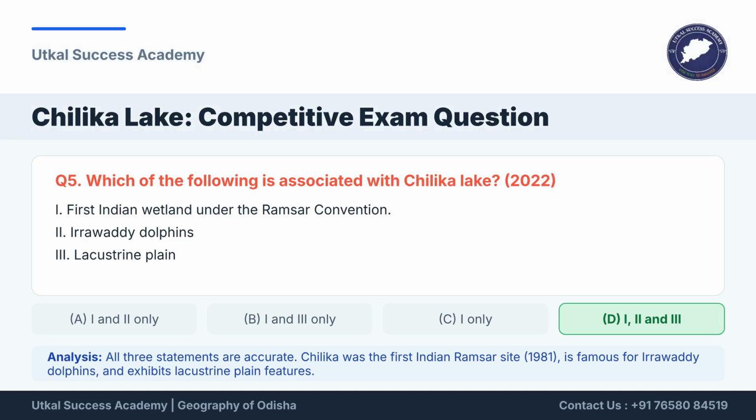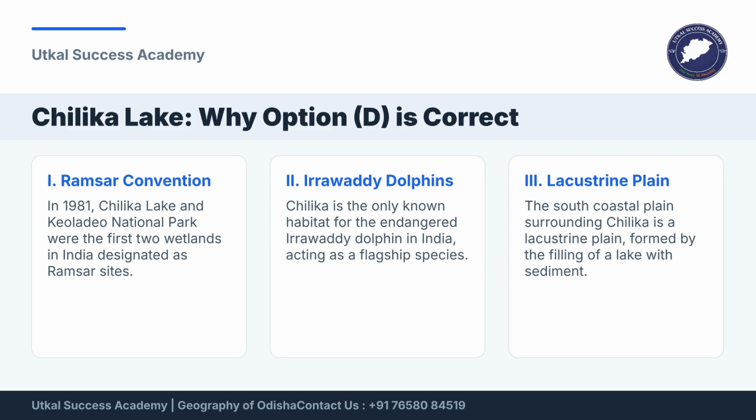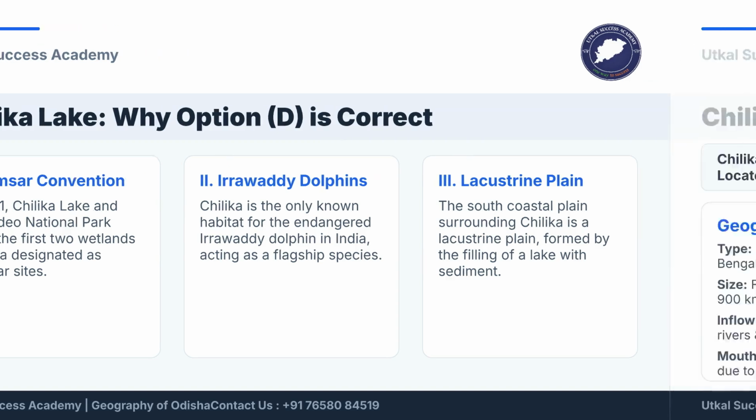Now next is a competitive exam question about Chilika Lake. The correct answer, option D, 2 and 3, is accurate. Because Chilika was the first Indian Ramsar site, is famous for Irrawaddy dolphins, and exhibits lacustrine plain features. Chilika Lake's designation as a Ramsar site in 1981 highlights its global importance. It is also the sole habitat in India for the endangered Irrawaddy dolphin. The surrounding area is a lacustrine plain formed by lake sedimentation.